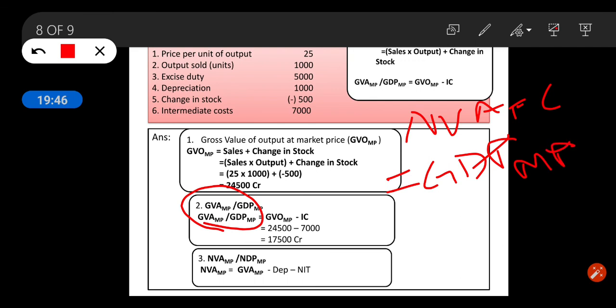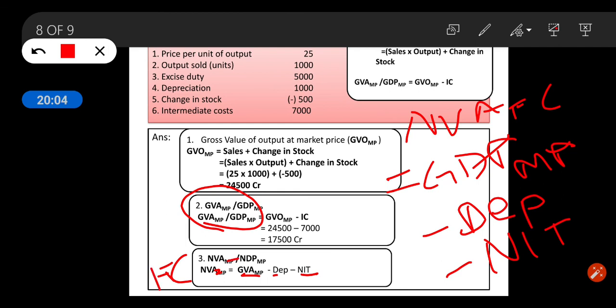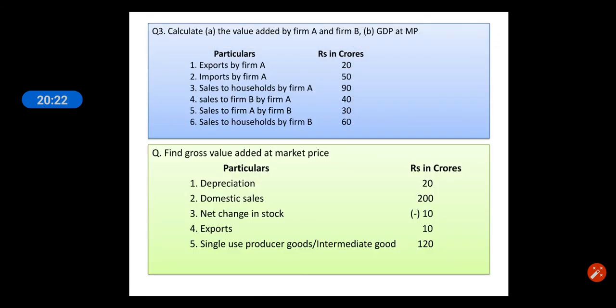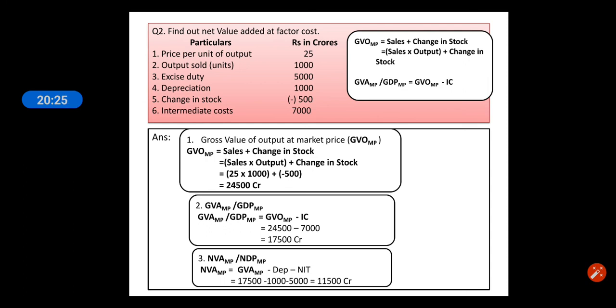So from gross to net, what we are going to do, we have to subtract depreciation, right? And from MP to FC, you have to subtract NIT. So GVA minus depreciation minus NIT. It should be FC, okay, not MP. NVA at FC or NDP at FC. So NVA at FC is equal to GVA at MP minus depreciation minus NIT, okay. Then we get the answer 11,500 crores.